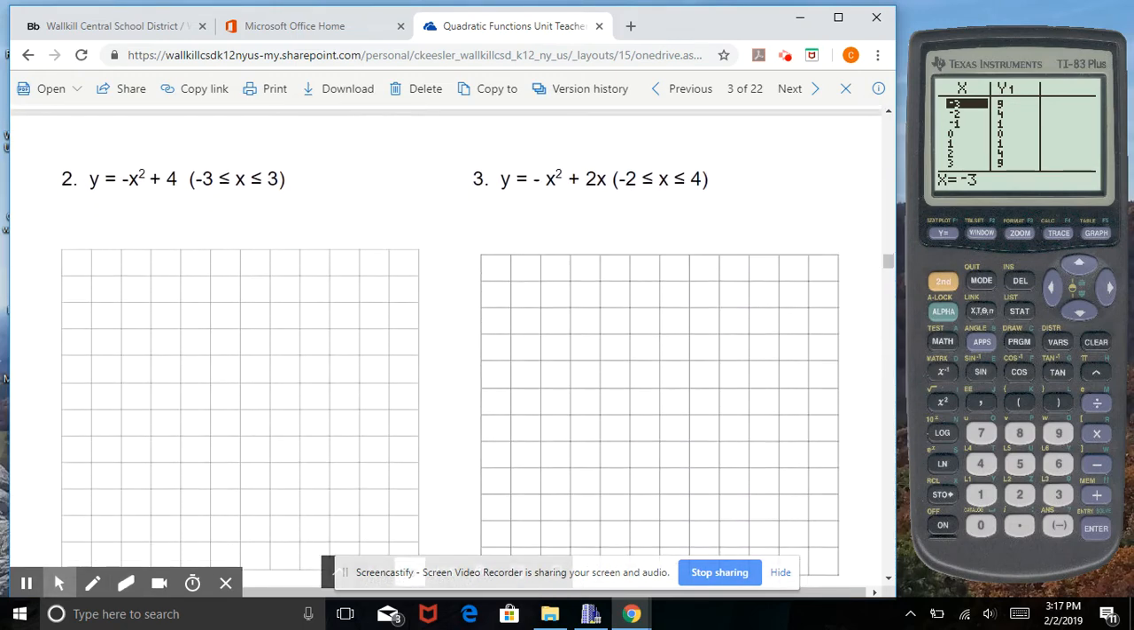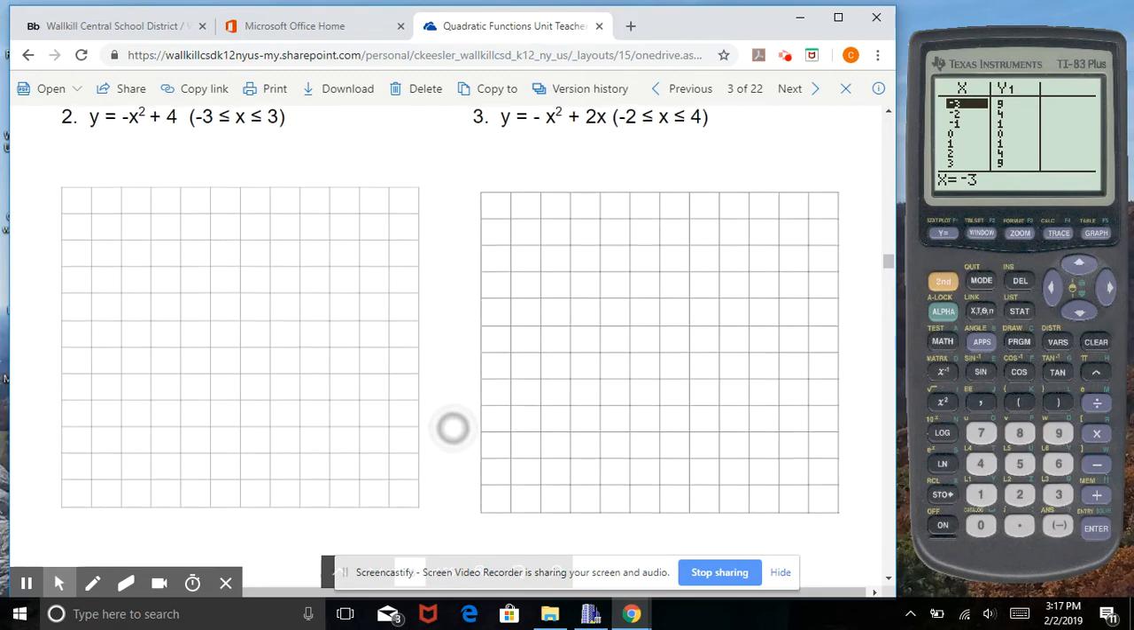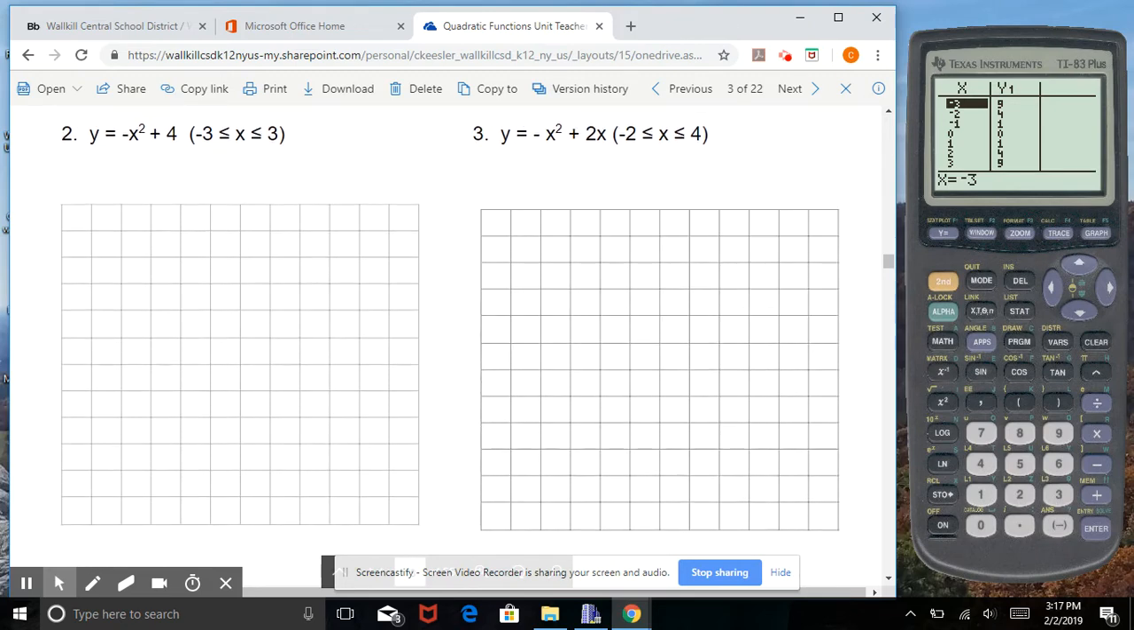For number 2, again, notice that the same domain is given to graph over, negative 3 to 3. So I'm going to go back to my calculator, go back to y equals, clear what's there to begin with. And I'm going to enter negative x squared plus 4. Pull up the table. And again, negative 3 to 3 is what's shown up on my calculator because I had it there before.